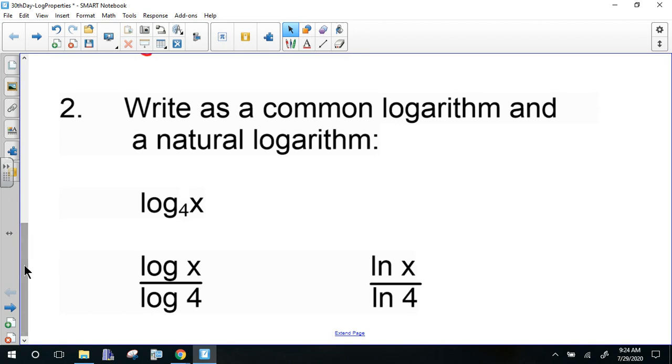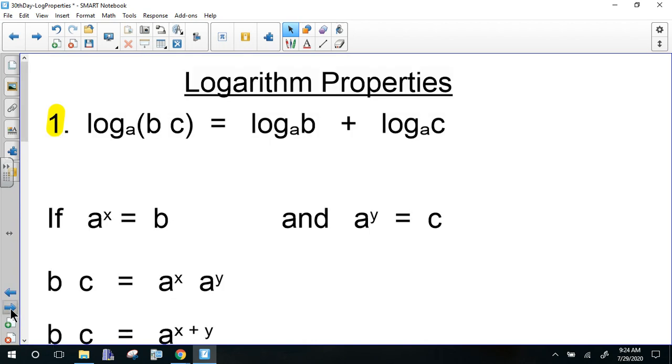So that's a little bit about the change of base formula. It's when you can't use those properties that we saw a couple of sections ago. Here are going to be 3 more logarithm properties. These are going to teach us how to expand and condense logarithms.